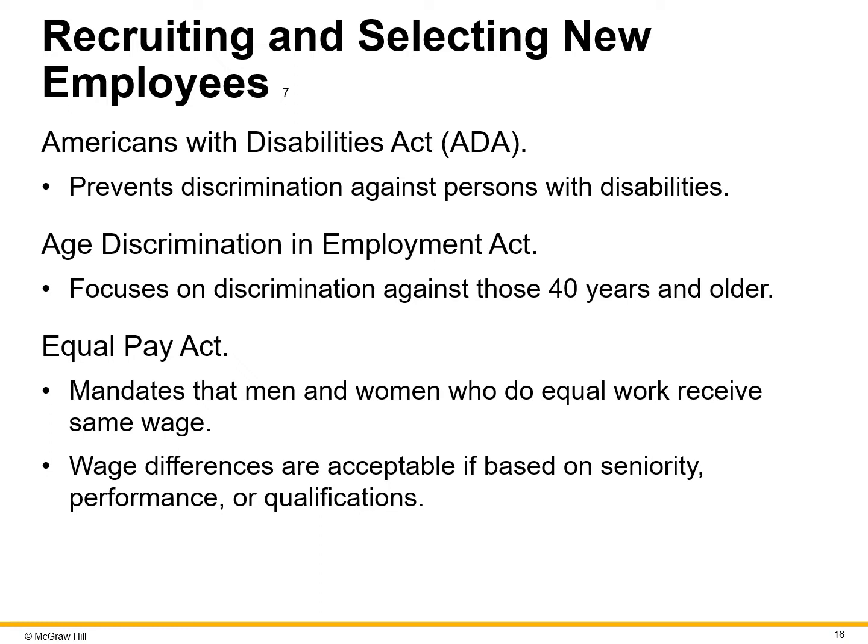The Age Discrimination in Employment Act, passed in 1967 and amended in 1978, specifically outlaws discrimination against people 40 and over and also outlaws policies that require employees to retire beforehand. The Equal Pay Act mandates that men and women who do equal work must receive the same wage.